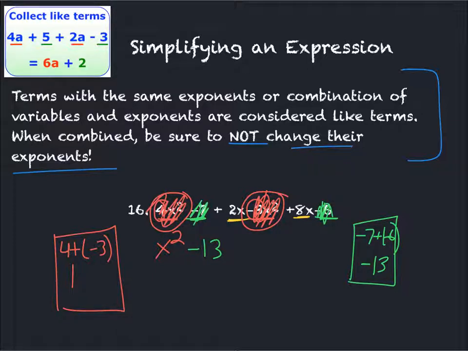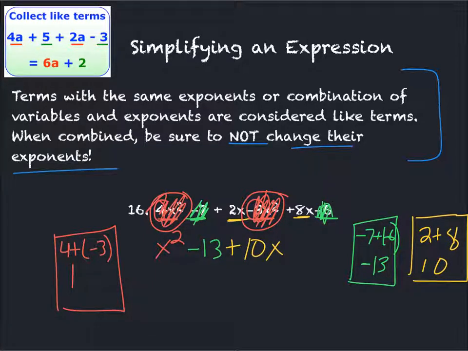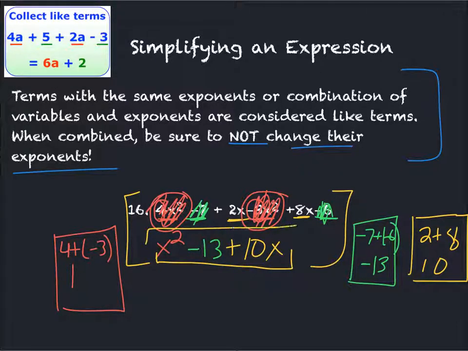And then the last one, the yellows, would be 2x and 8x. We just look at the coefficients, so it would just be 2 plus 8. 2 plus 8 is 10. So this last one is going to be plus 10x. And normally we would want to write this in standard form, so we would flip-flop the 10x and the negative 13. But the directions didn't explicitly say to write it in standard form, so we'll just leave it as x squared minus 13 plus 10x.